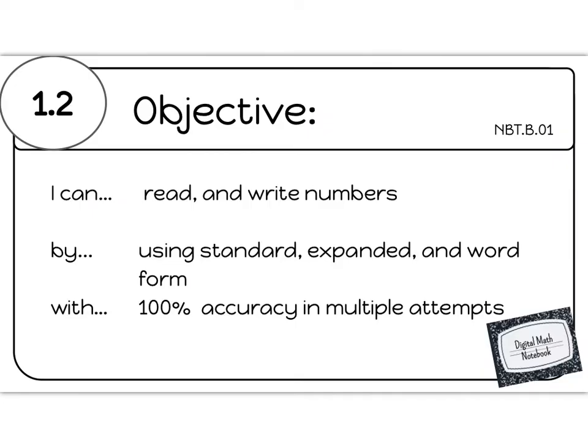Remember, the first thing that you will see in each flipped lesson is the objective. Today's objective is I can read and write numbers using standard, expanded, and word form with 100% accuracy in multiple attempts. Your job now is to pause and write the objective in your digital math notebook.